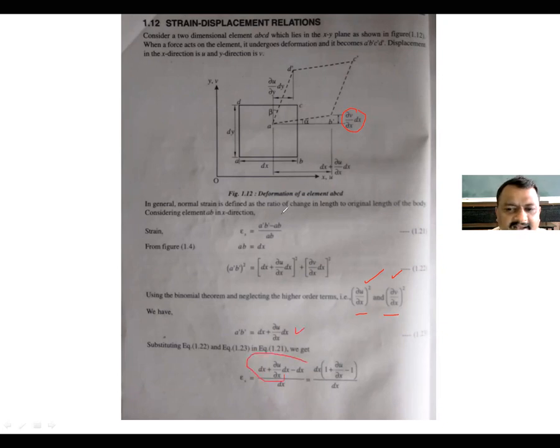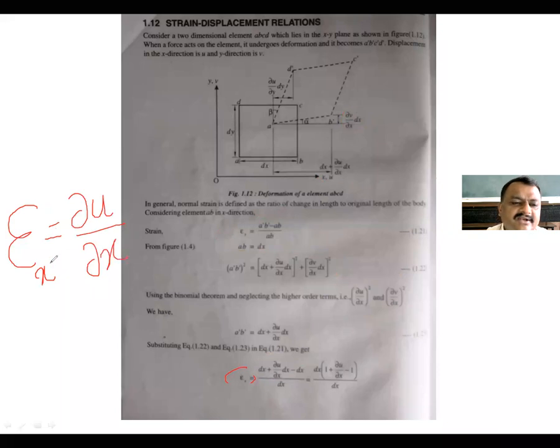Now use this in equation 1, that is epsilon x, strain equal to change in length. Change in length means what has changed: dx plus dou u by dou x into dx, minus the original length dx, divided by the original length dx. If I take dx outside, this is 1 plus dou u by dou x. Dx cancels, 1 minus 1 gets cancelled. So strain in the x direction, please remember this term, epsilon x, is given by dou u by dou x.